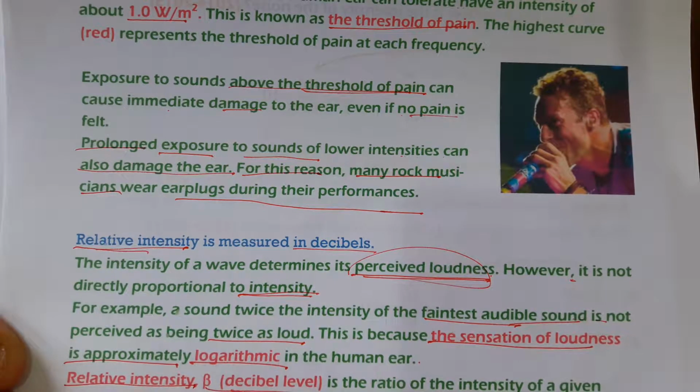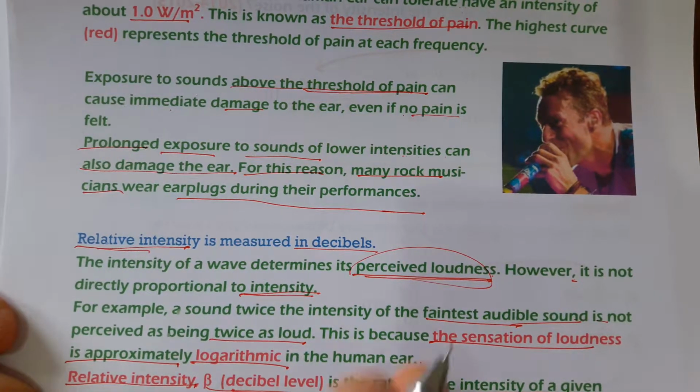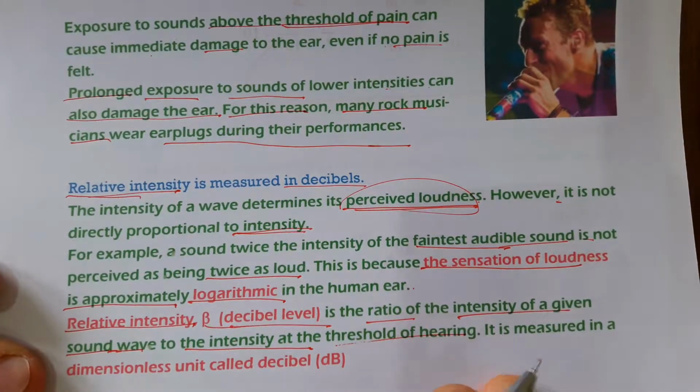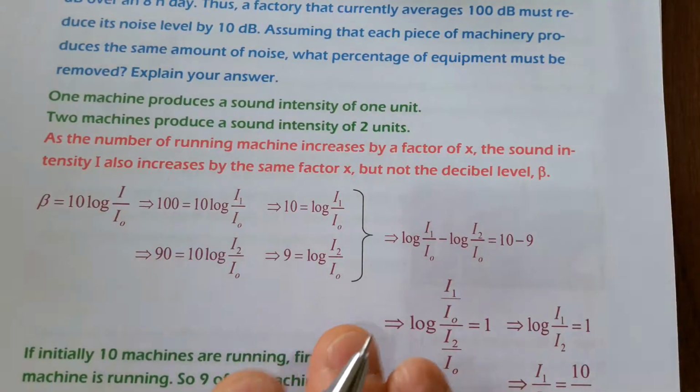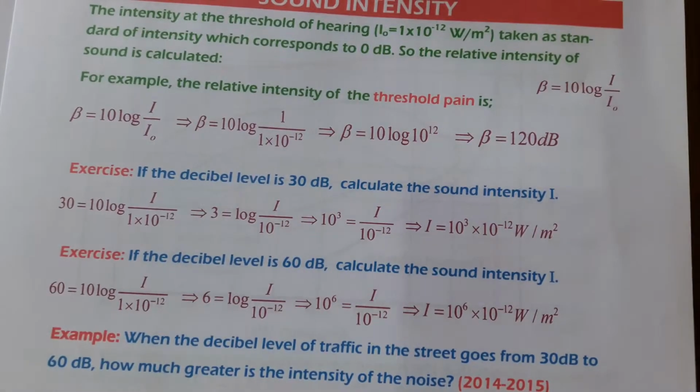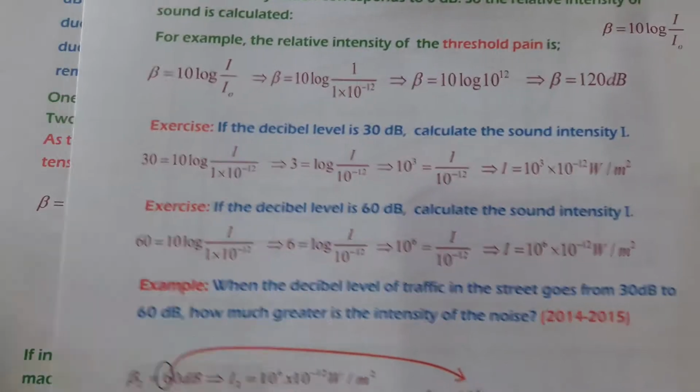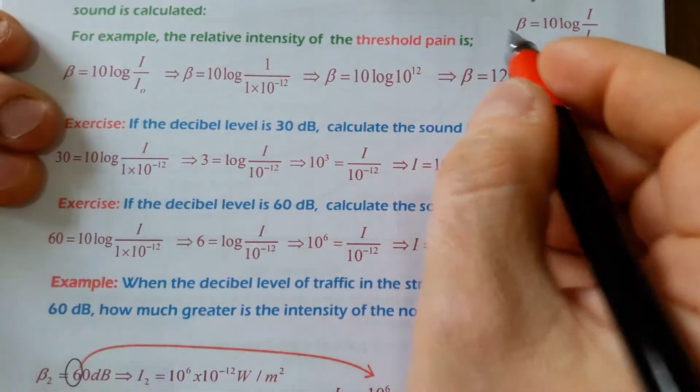Relative intensity or decibel level, which is beta, is the ratio of the intensity of a given sound wave to the intensity at the threshold of hearing. It is a dimensionless quantity, measured in a unit called the decibel. So the equation for calculating the relative intensity or decibel level is this.